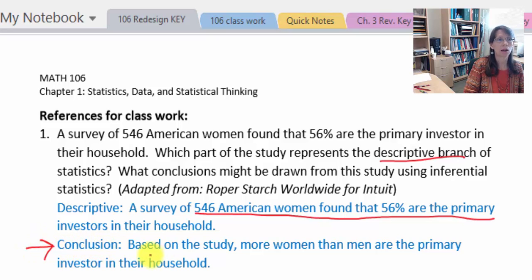Conclusions that we can make, well, based on the study, more women than men are the primary investor in their household. Because 56% is more than 50%, we could make the statement that more women than men are primary investors. So make sure you are saying in your comparison what the other half is, or what are we comparing women to? So women versus men.